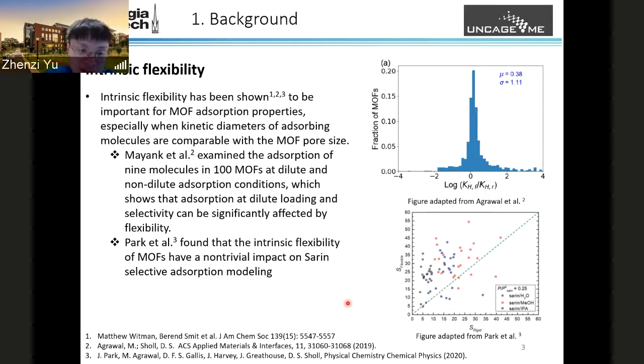To give a second example, Parker and his co-workers found the intrinsic flexibility of MOFs has a non-trivial impact on surface area adsorption modeling. In the figure on the bottom, the x-axis is the selectivity from rigid prediction, and the y-axis is the selectivity from flexible prediction. We can see there is a difference between these two predictions as well.